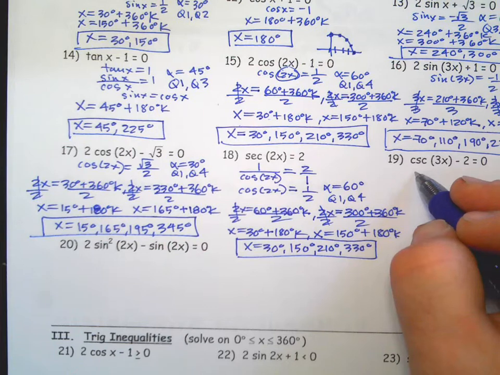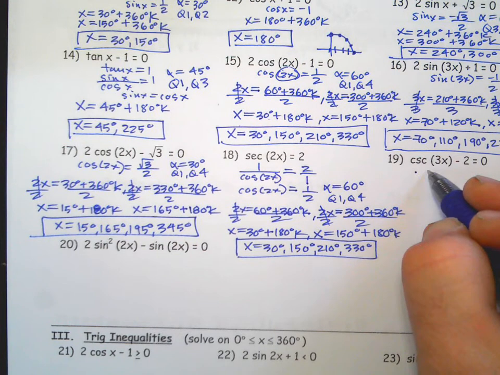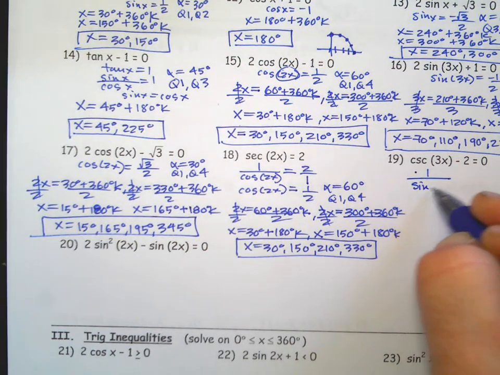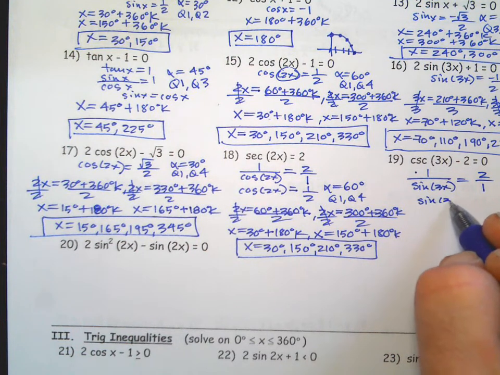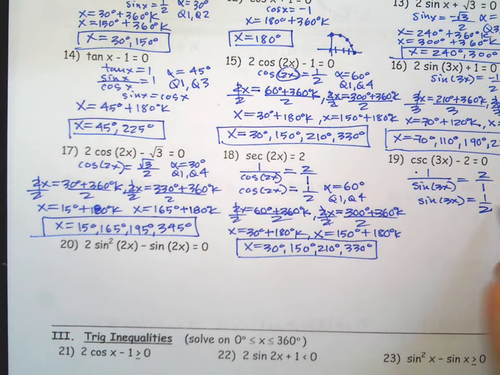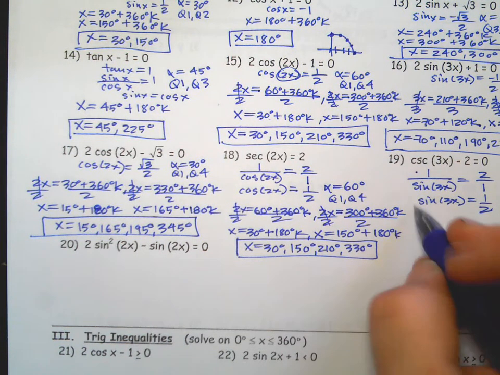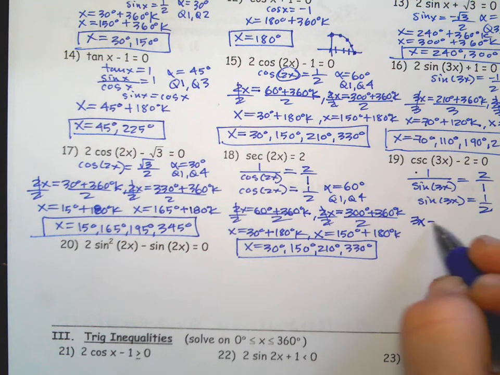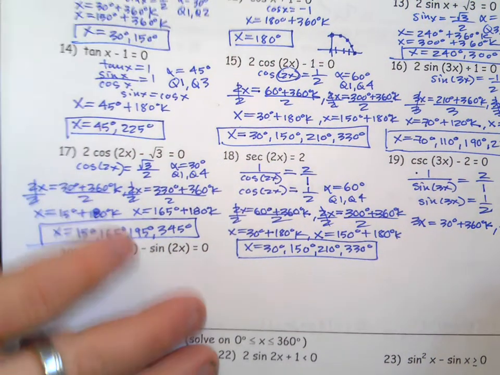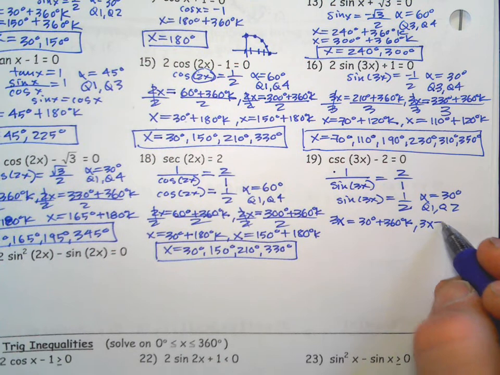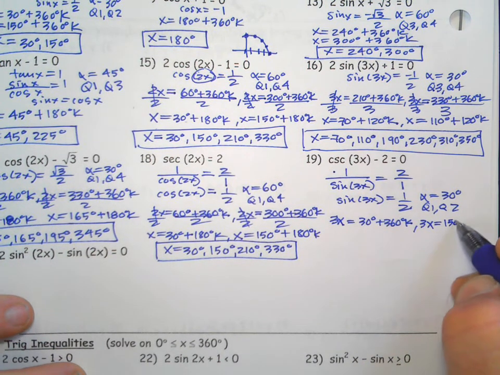Okay, cosecant. The cosecant would be 1 over sine, a co with a non-co is my trick, co with a non-co equals positive 2 over 1. So this is sine 3x equals 1/2. Reference angle, 30 degrees. Quadrants, 1 and 2. So where it's positive. So 3x, we should get 6 answers, right? 3x equals 30 degrees plus 360k. And 3x equals, quadrant 2 would be 150 plus 360k.